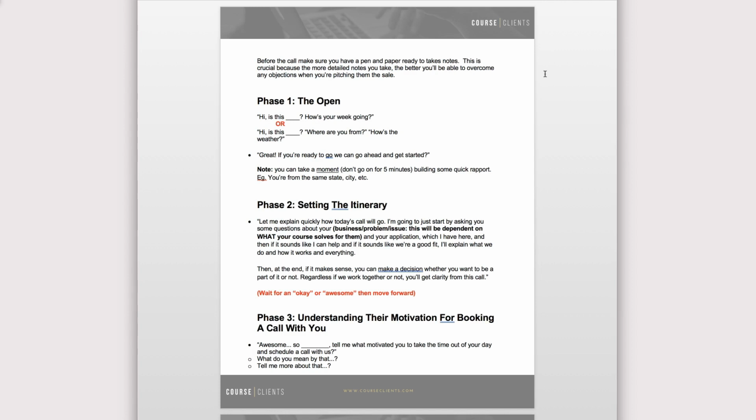You want to make sure they're actually right for you, especially because you're charging a premium amount for your program, right? You're charging $2,500, $3,000, $5,000, $7,000, up to 10 grand, maybe even more, depending on your level of expertise and proof of concept. So you really want to make sure you get the right people in. So phase one, to consider, the open.